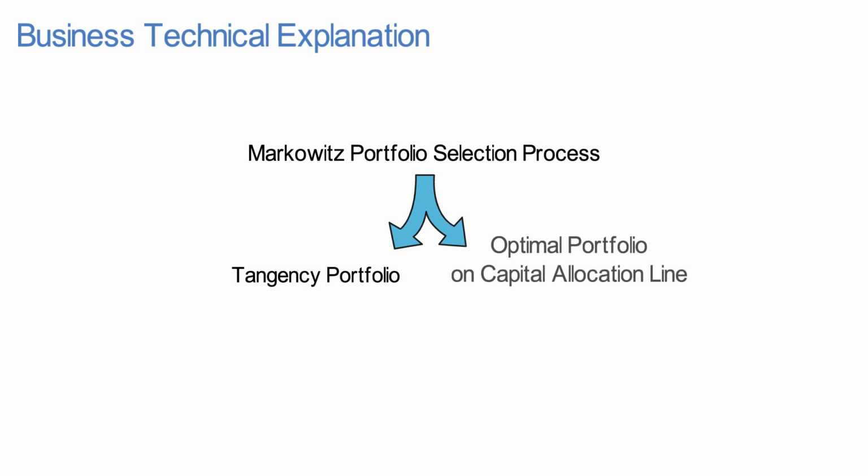Now step one is we need to find the tangency portfolio. And step two is that based on the investor's risk aversion, we find the optimal portfolio on the capital allocation line. And remember, the capital allocation line is the linear connecting line between the tangency portfolio and the risk-free rate. So let's add some math intuition for step one.